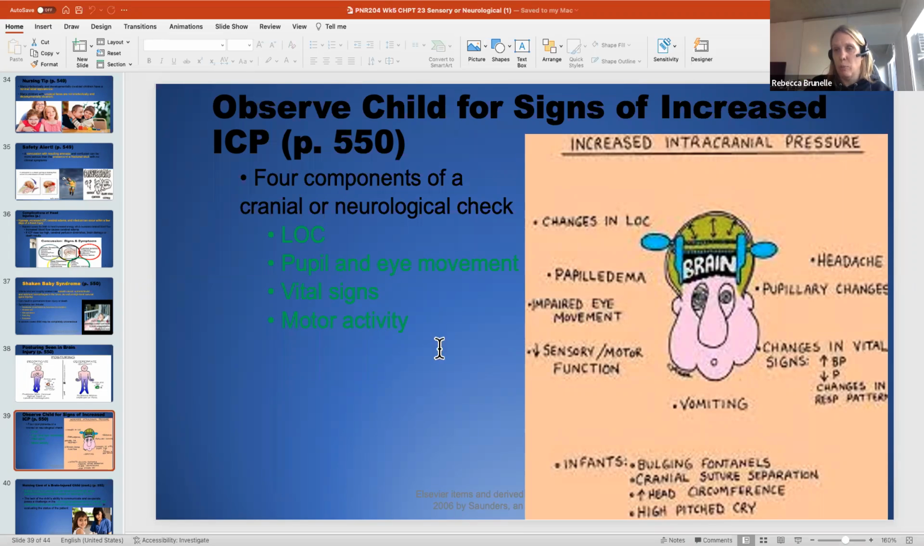And do you think they have normal motor activity when they have increased ICP? No.